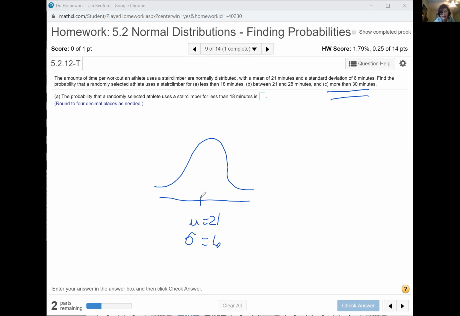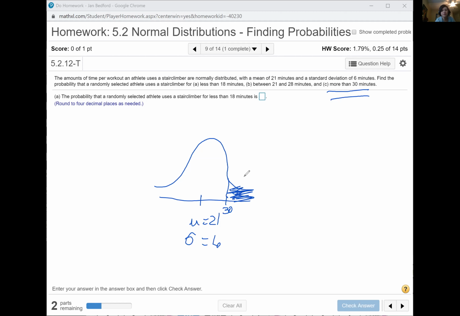So you tell me, where do I need to put where 30 minutes goes? To the left or the right of the mean? Right, because it's a bigger number than 21. So we're going to put 30 right there. And that means, which way do I shade? To the left or the right? To the right, because that's greater than. Okay.